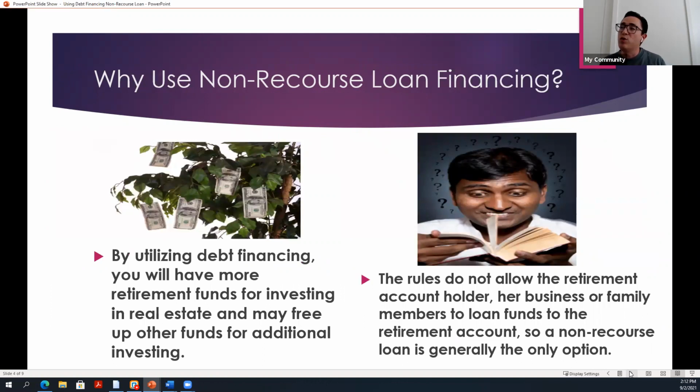So why would somebody use non-recourse financing? It's leverage. By utilizing debt financing, you have more retirement funds for investing in real estate or other investments. The rules don't allow a retirement account holder or a related person or entity, like your business or close family members, to loan funds to the retirement account. So generally the only option is non-recourse financing.